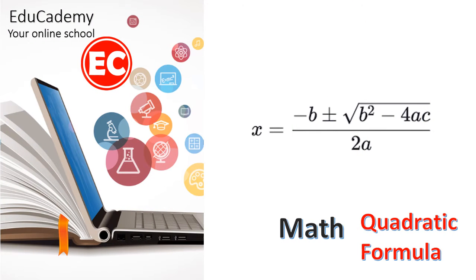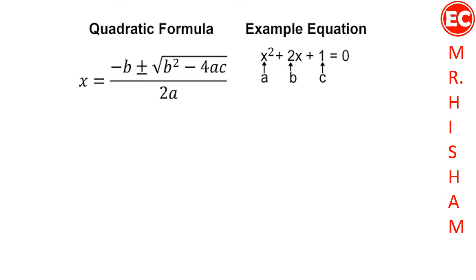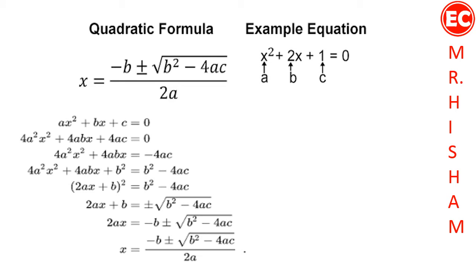Quadratic formula. The quadratic formula is a method or a rule that you can use to solve the quadratic equation. The form of the quadratic equation is ax squared plus bx plus c is equal to 0. A is the coefficient of x squared, which is 1 in this case. B is the coefficient of x, and c is the absolute value, or the term without x.